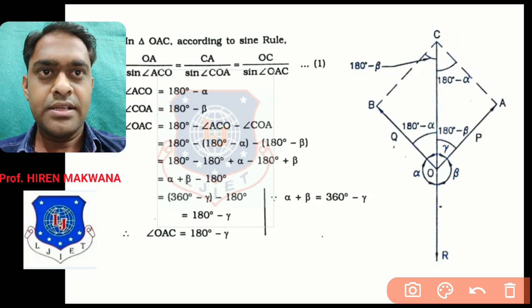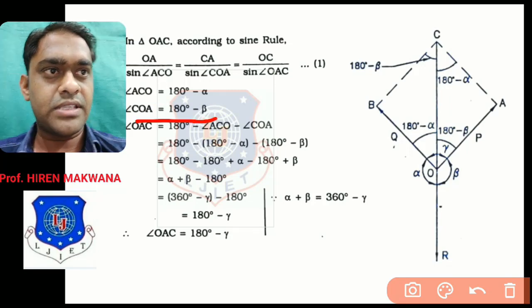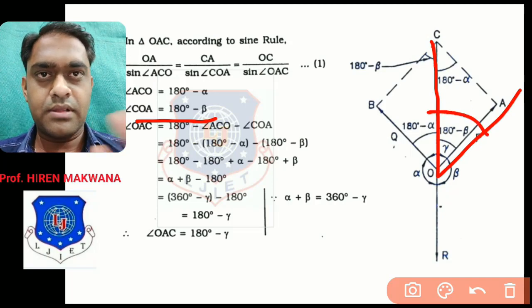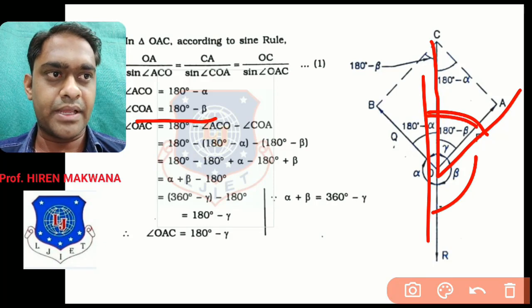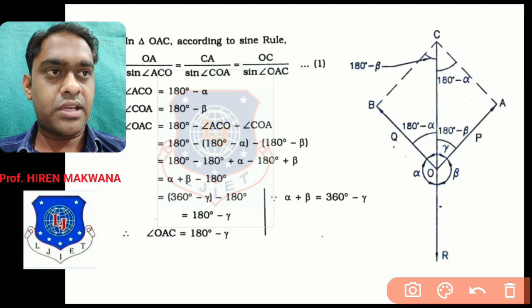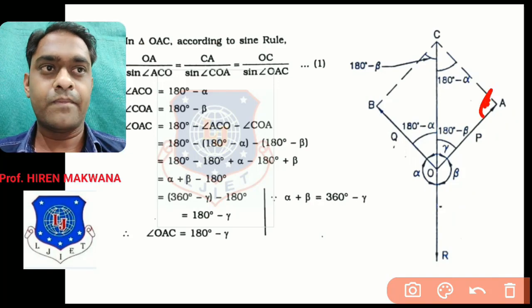Okay, clear. COA 180 minus beta. Where is COA? Check in the figure. COA 180 minus beta. This is already clear because of this straight line. This is beta. This is 180 minus beta. Okay, all the things are clear. Now the third angle, this angle is blank actually. We have to find that.